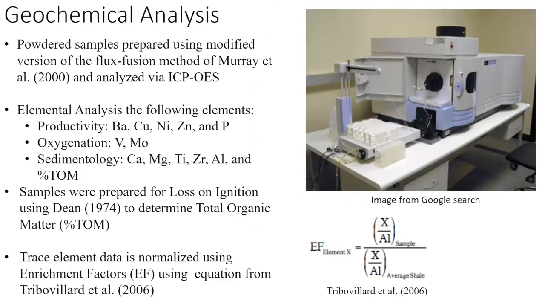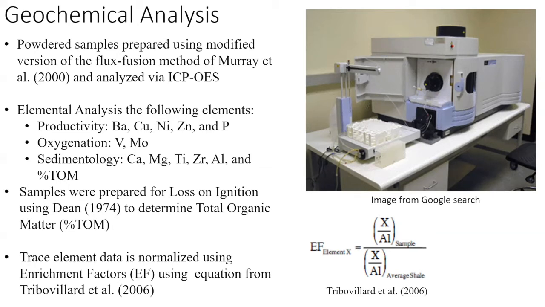All right, geochemical analysis of Opal Creek. So what we did was that we took our hand samples and then powdered and prepared them using a modified version of the flux fusion method by Murray et al. 2000, and analyzed them via ICP-OES. Using the ICP, we conducted elemental analysis with the following elements.